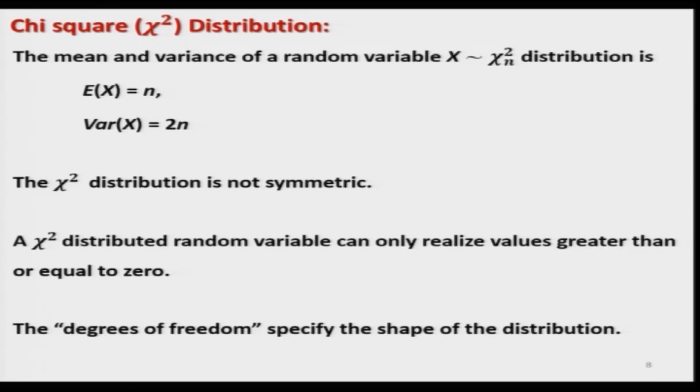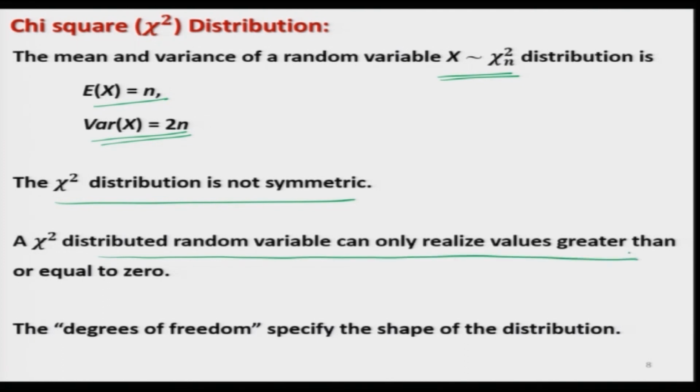Now, some properties of the chi square distributed random variable. If I have a random variable X following a central chi square distribution with n degrees of freedom, its mean is given by n and variance is given by twice n, right. And this chi square distribution is not symmetric, right. And the values of chi square are going to be greater than 0. So a chi square distributed random variable can only realize values greater than or equal to 0.